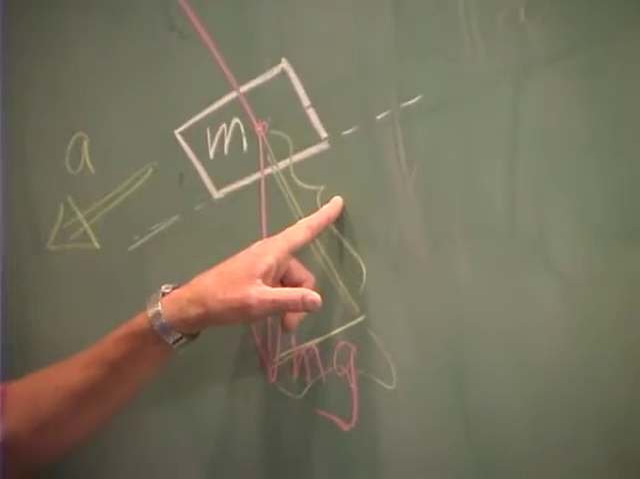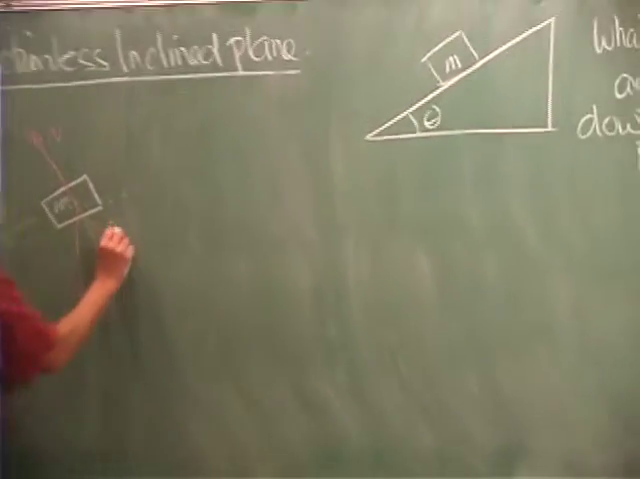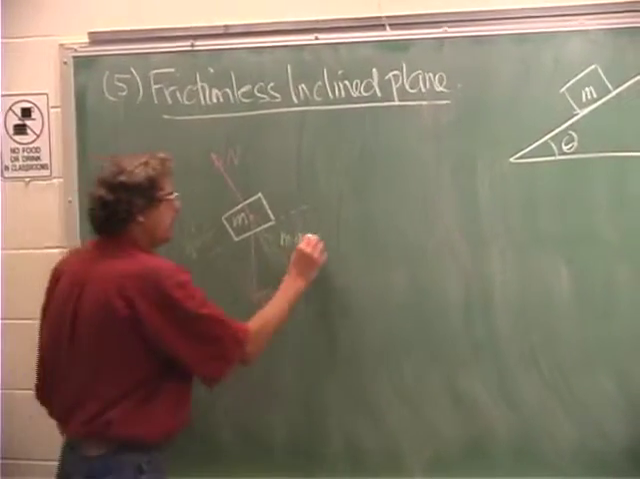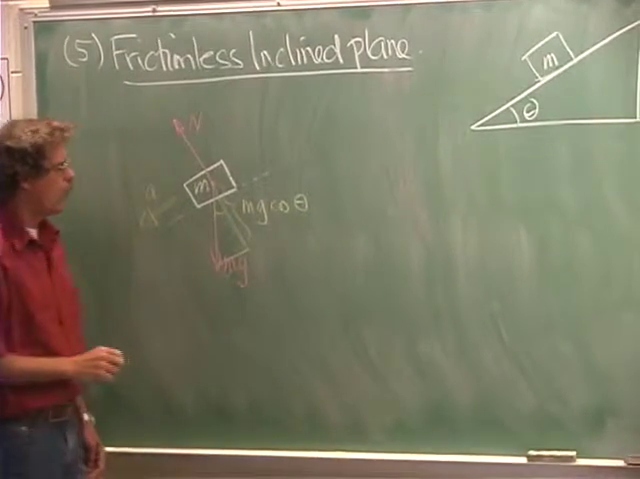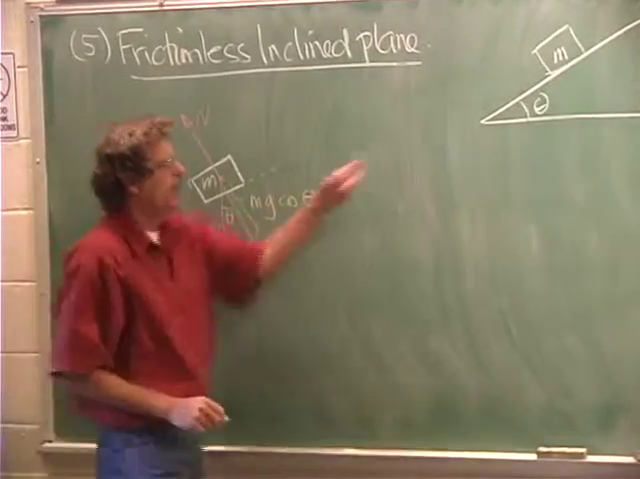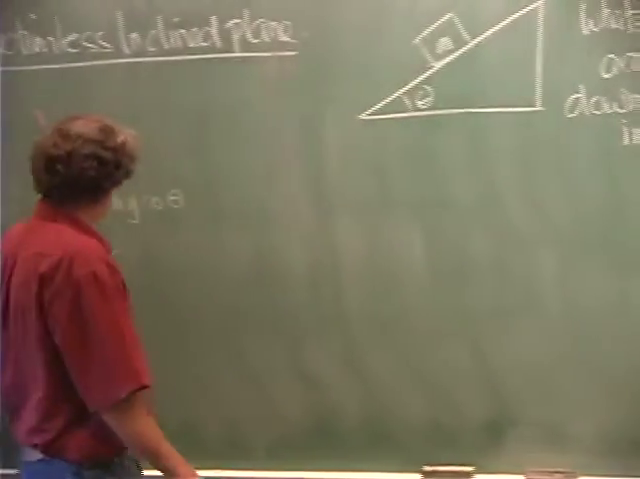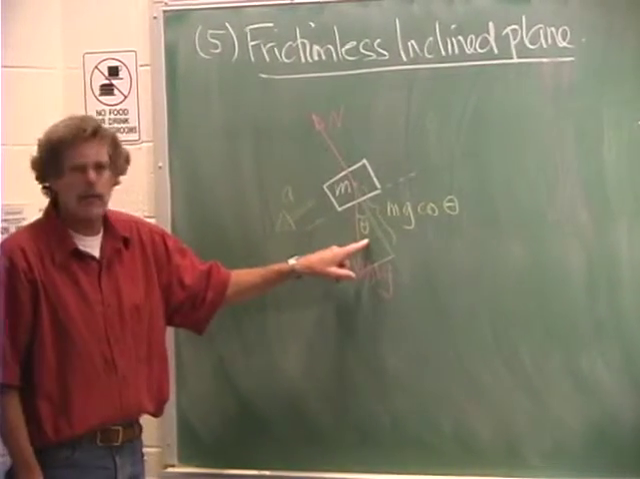What's this component here? mg times cosine. Cosine theta. This being the angle theta. Well, wait a second. Am I damn sure that is the angle theta? Theta was the angle of the... It sure looks like it's theta, doesn't it? I bet it is. It's the kind of small angle.